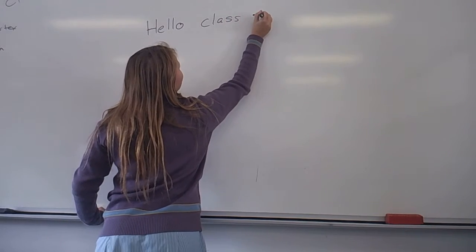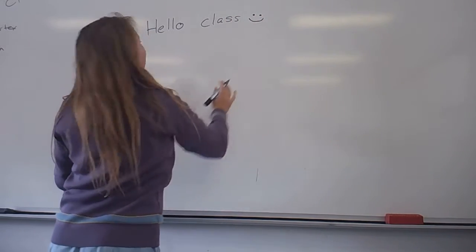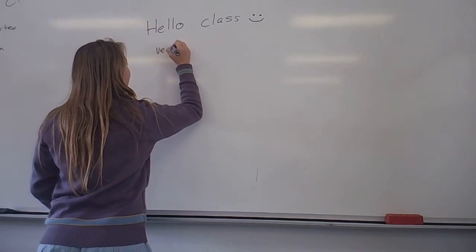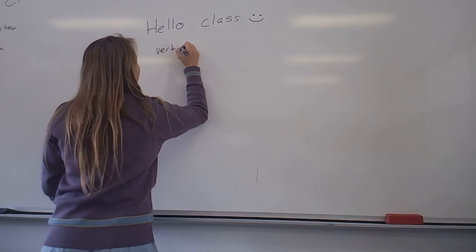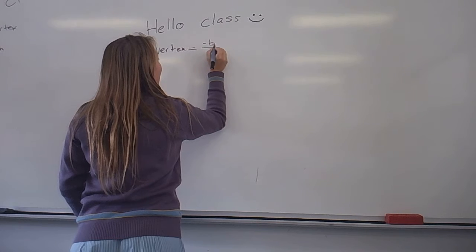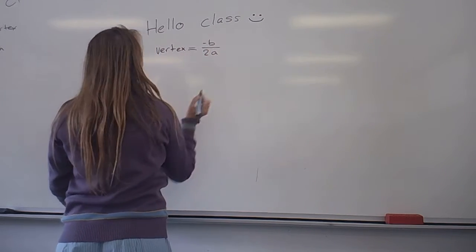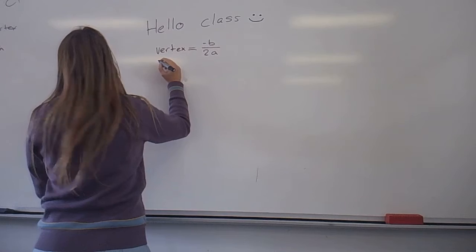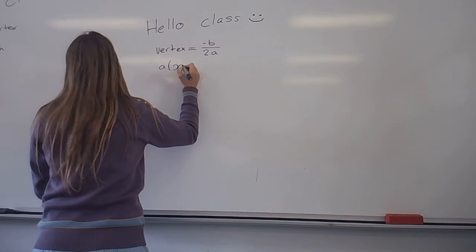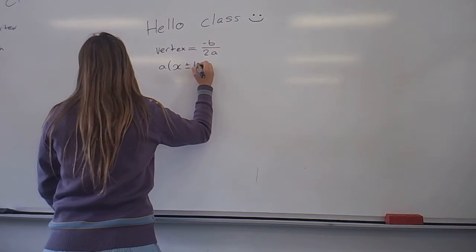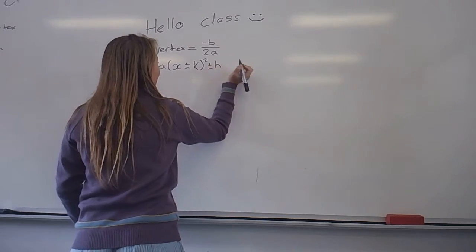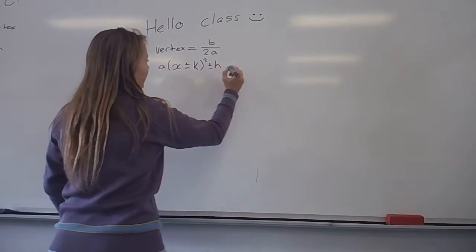Today we'll be teaching you about the vertex form. So, vertex form. The vertex of the parabola can equal minus b over 2a. And this can be represented as a(x plus or minus k) squared plus or minus h, which is the vertex form.